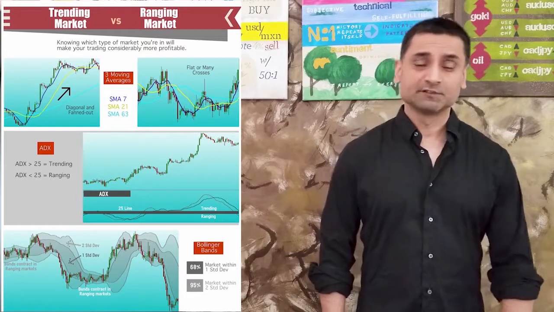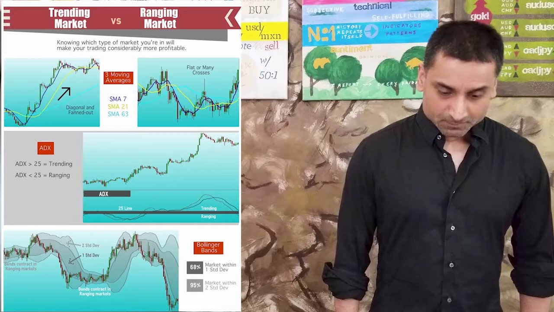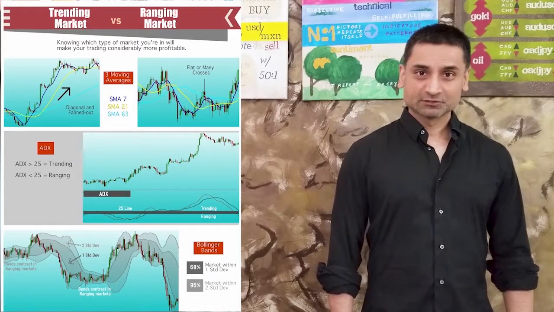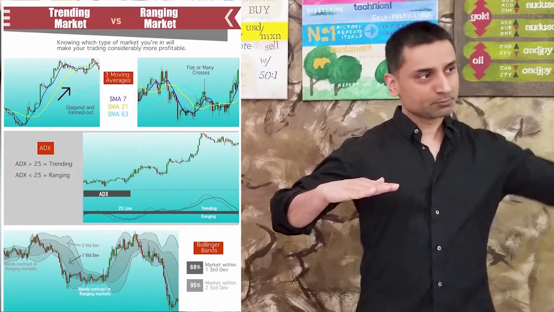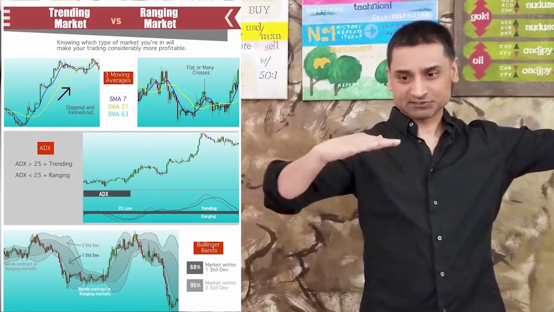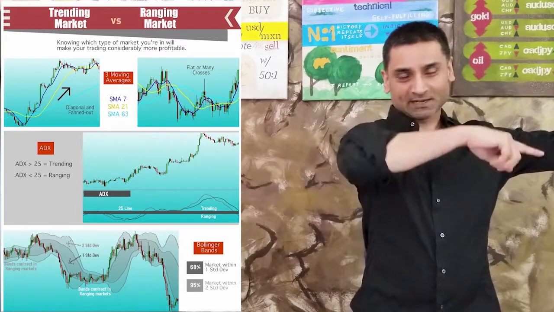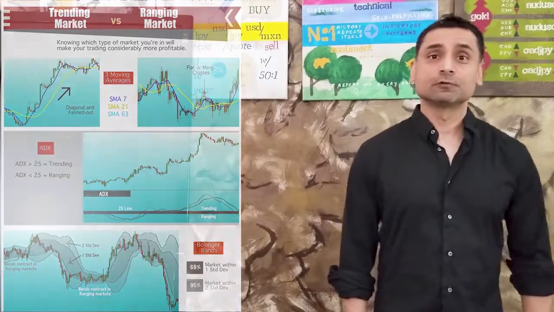There are other ways of determining whether you're in a range or a trend. The simplest way is to just look at your chart. If price started here and the price ends up here, then you're in a trend. If the price is here, it goes back and forth and you're still in the same area, then you're in a range. That's it for this lecture.